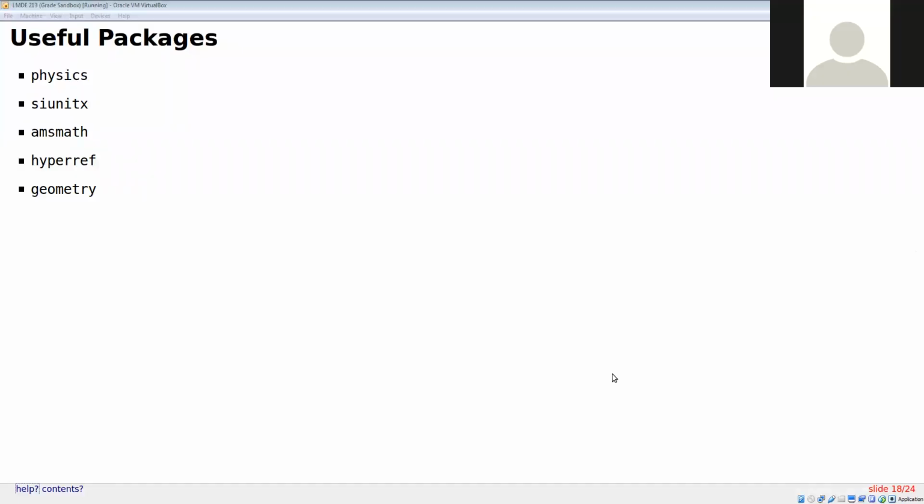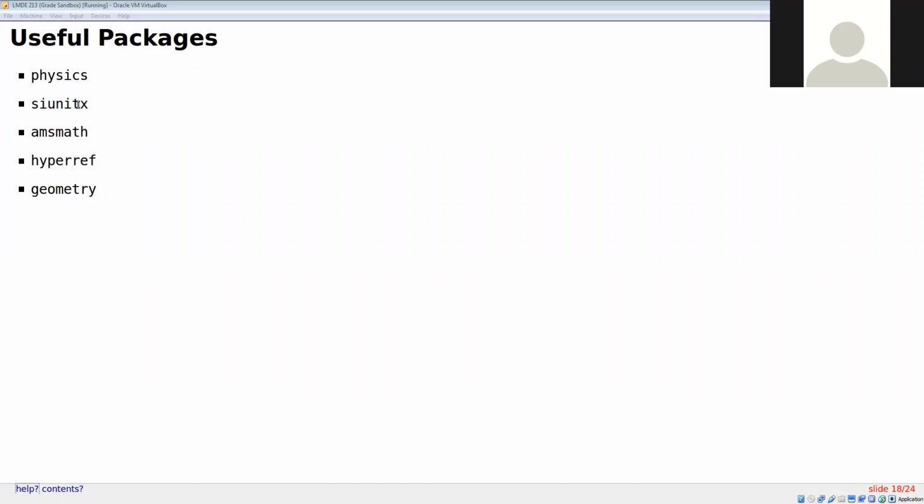All right. There's a couple of useful packages that I want to make sure that you're aware of. We have already seen the AMS math package. We haven't used it, but that's included in that template that we create. Some other ones that are specifically useful for us is going to be the physics package, which makes typesetting physics equations much simpler, and the siunitx package, which is used to typeset units.